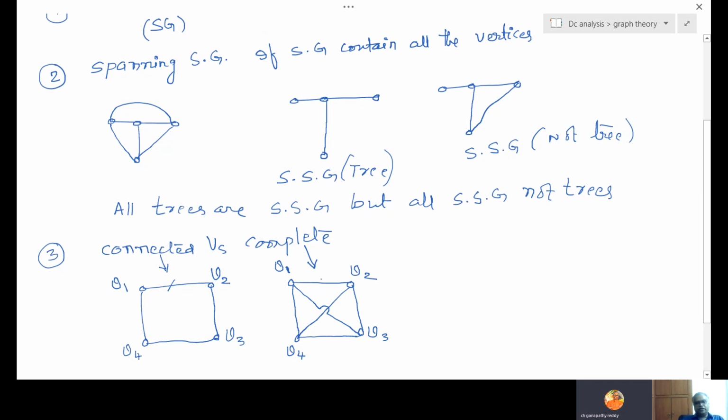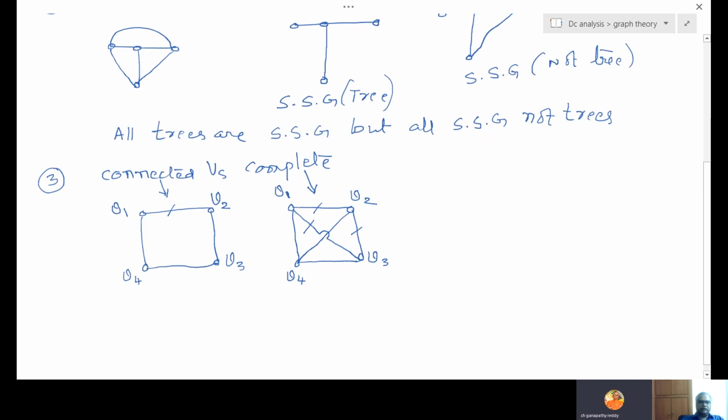Whereas in this case, dedicated roads are there. This road is used by V1, V2. This road is used by V2, V3. If this direct road is there, they will not go like this. So this is used by village 1 and 3. That means a dedicated road is there. That's why it is called a complete graph. A complete graph is a connected graph.